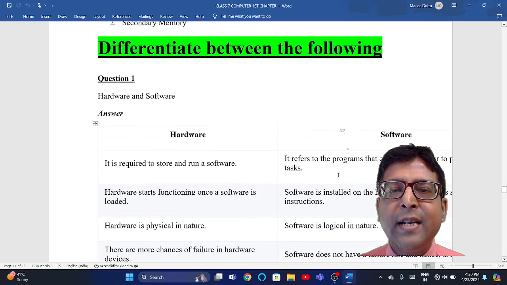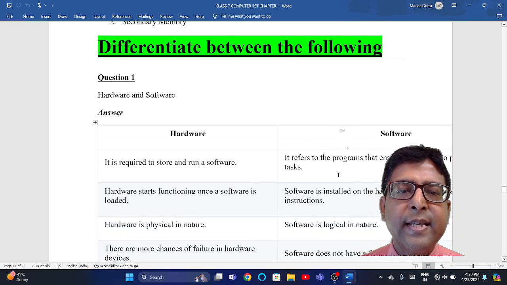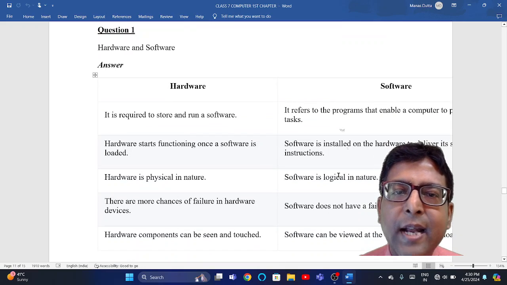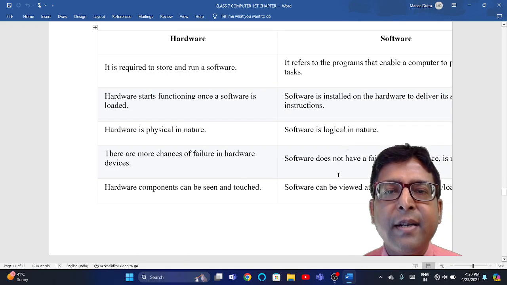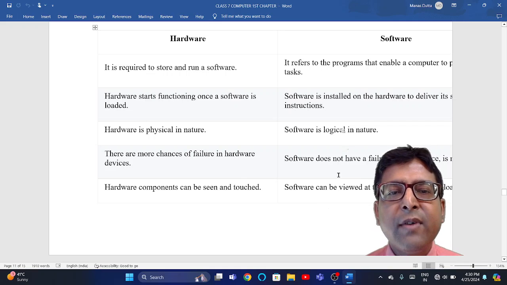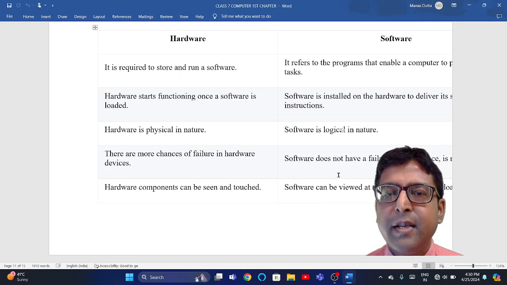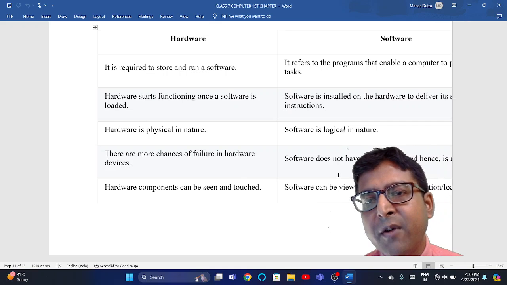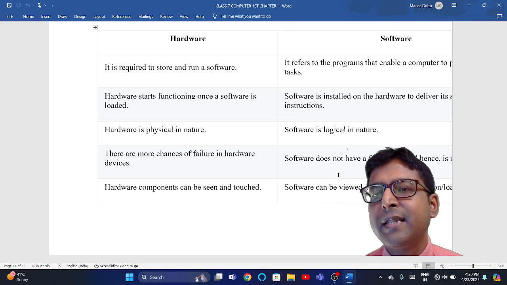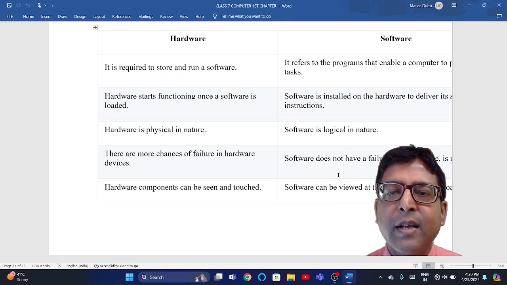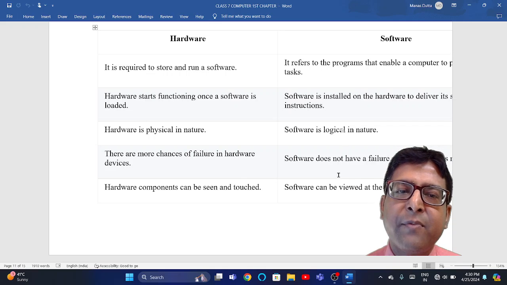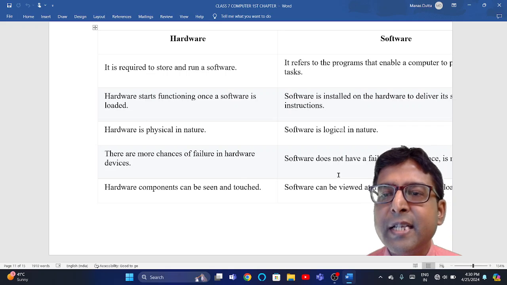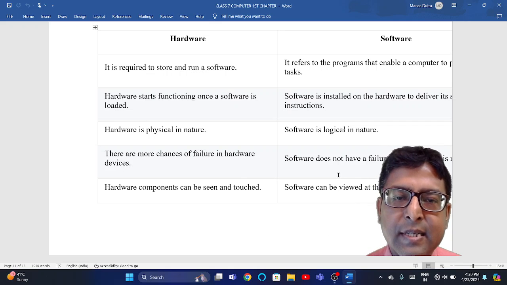Next question, differentiate between the following. Question 1, hardware and software. Hardware is required to store and run software. Software refers to the programs that enable a computer to perform tasks. Hardware starts functioning once software is loaded. Software is installed on the hardware to drive its instructions.